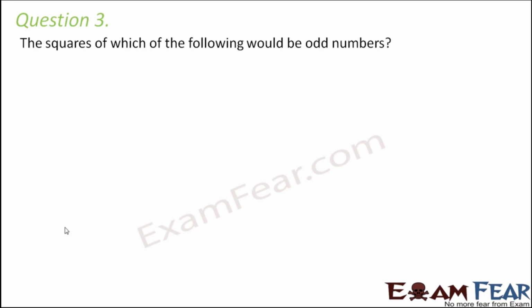Question number 3. The squares of which of the following would be odd numbers? So we are given 2 numbers and we have to tell if we square these numbers whether their squares would be odd or not. Now we have observed, proved and learned that the square of an odd number is always odd, and the square of an even number is always even. So looking at these numbers, 4, 3, 1, is it odd or even? This is odd. So its square would also be odd. Similarly, when you look at 7, 7, 7, 9, is this even or odd? This is again odd. So its square will again be odd.